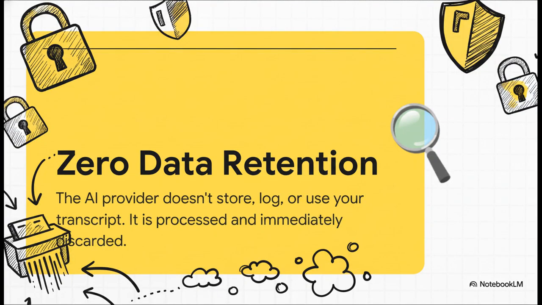And here's the other thing. Even when you do choose to use the AI, your data is still protected. Blackout uses an AI provider, Anthropic, that has a strict zero-data retention policy. Now, what does that mean? It means your transcript is processed and then immediately thrown away. It is not stored, it is not logged, and it is definitely not used to train their AI models.